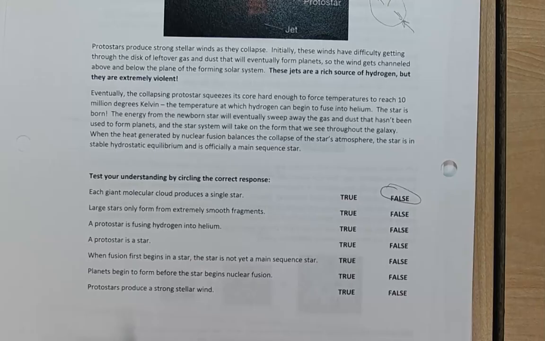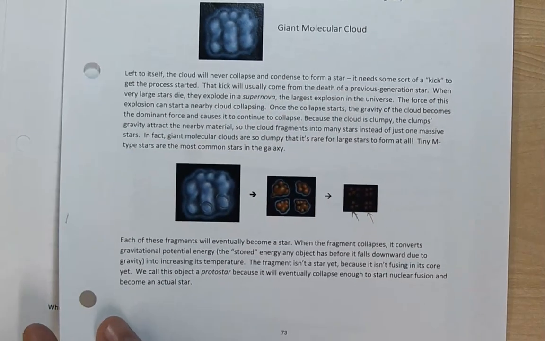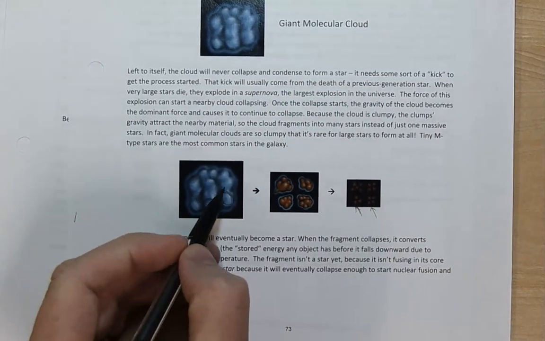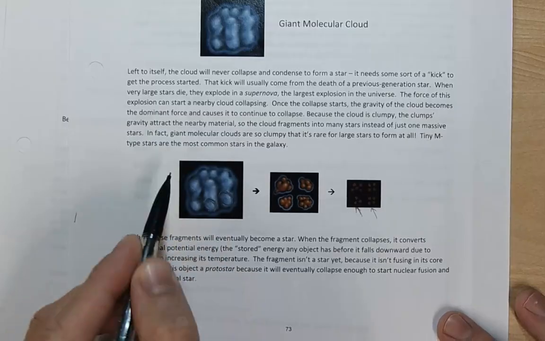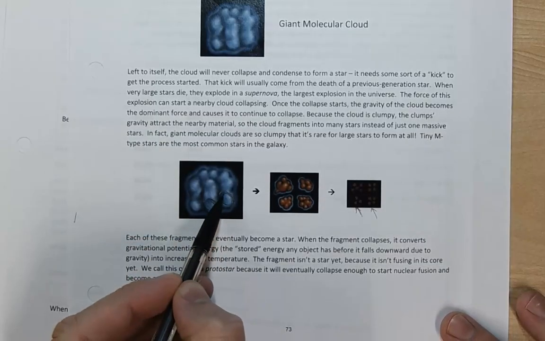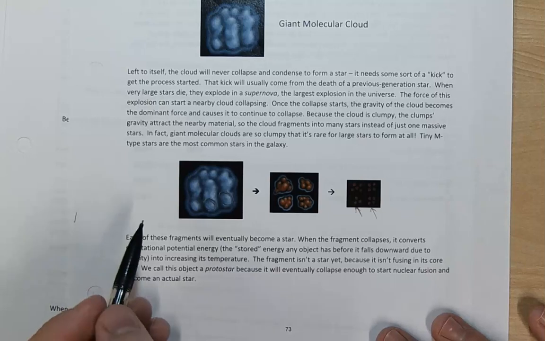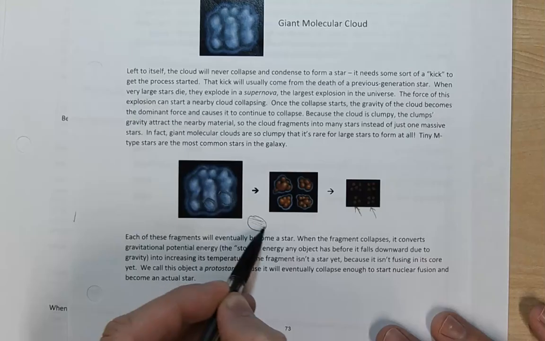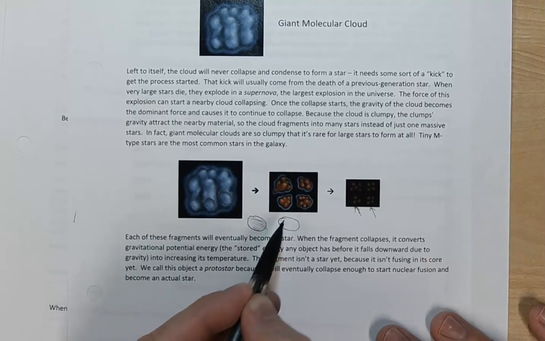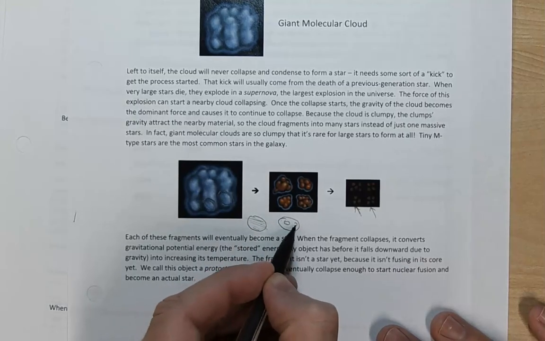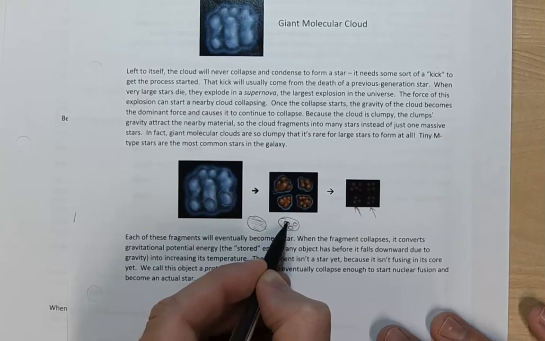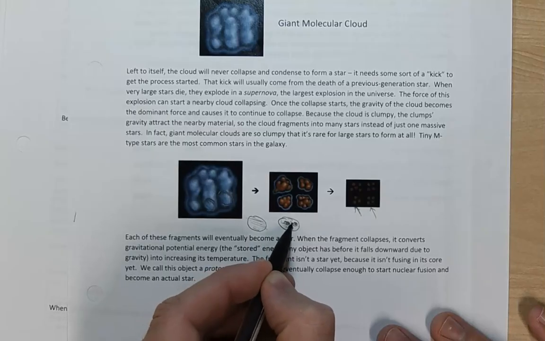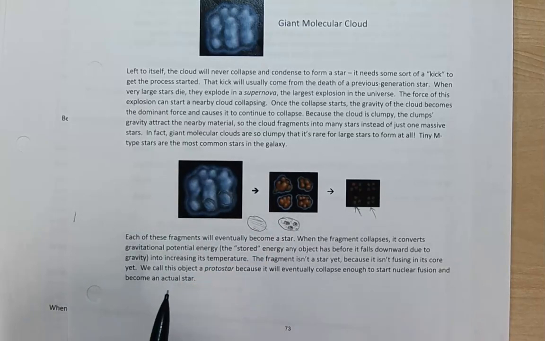Large stars only form from extremely smooth fragments. Well, yeah, that's kind of true, right? Because if you have this big blob of gas, and it's not that lumpy, right? If you've got two blobs of gas and one of them is pretty smooth, and another blob of gas has lumps in it, and each of those lumps is denser, but then the gas in between is less dense, right? Then where's the gravity going to be strongest?